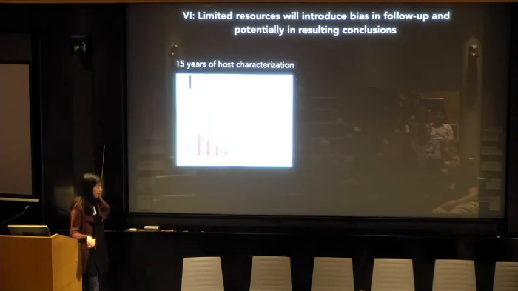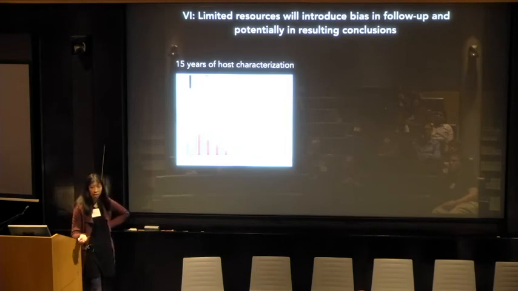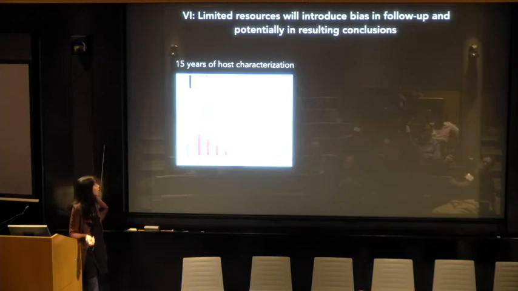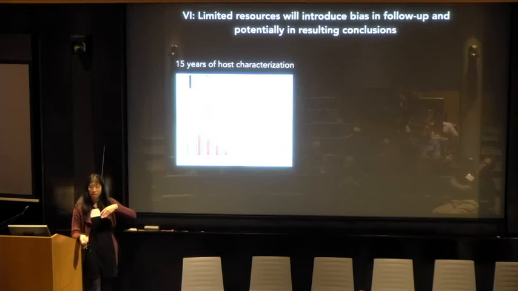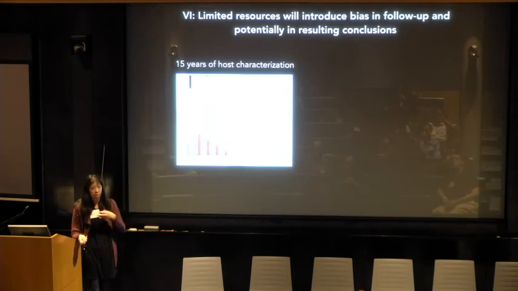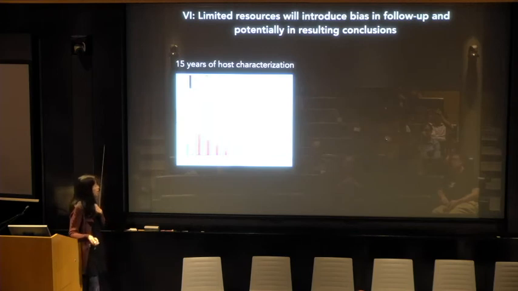One of the byproducts of this is that it can introduce bias in terms of the type of events that we follow up. This has been made clear in transient surveys, where untargeted transient surveys give you a stream of data, and then you try to choose which ones to spectroscopically follow up. Those have been issues that transient surveys have had to deal with.